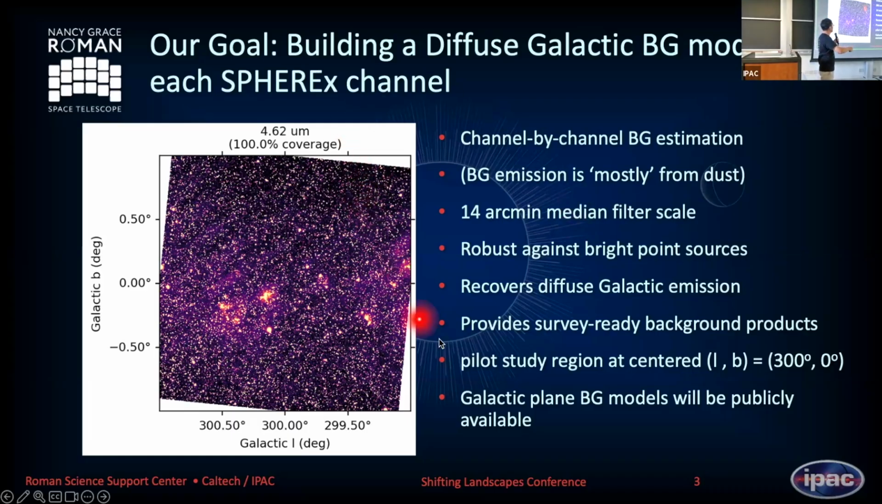It is relatively robust against bright sources, and recovers diffuse galactic emission, and there are many other benefits. But the biggest benefit is that we will provide these galactic plane models for your galactic science. Whenever you need, you can just tell me, and I will provide that for all these 102 channel maps, from 0.75 micron to 5 micron. So you can use it.